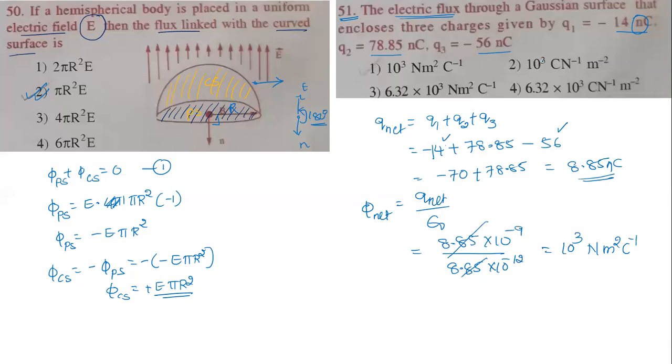This is very important because there are two options with 10 power 3. The first option and the second option are both 10 power 3. Now we need to look at the unit of the flux. The unit of flux is electric field multiplied by area. The electric field is Newton per coulomb and area is meter square. So the first option is the correct option, and this one is wrong. Like this, you need to find it. This is question number 51. Let us move on to the next question now.